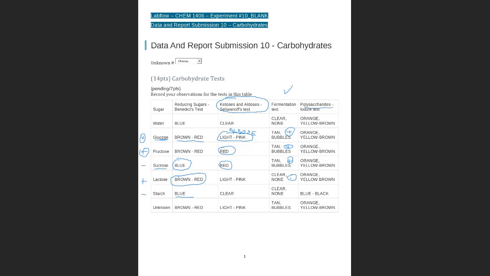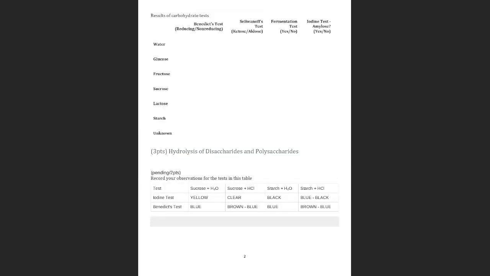Let's look at polysaccharides. Iodine test. What do we know? That is positive with starch. With starch, it will give you a blue-black color. Which one is the only one that is giving me a blue-black color? Well, we know it's the starch. This is positive. And the others are all negative. So basically, this is all you have to do in this part.